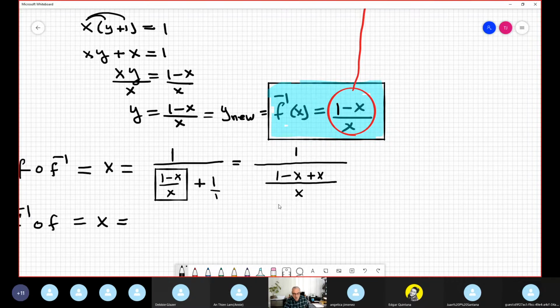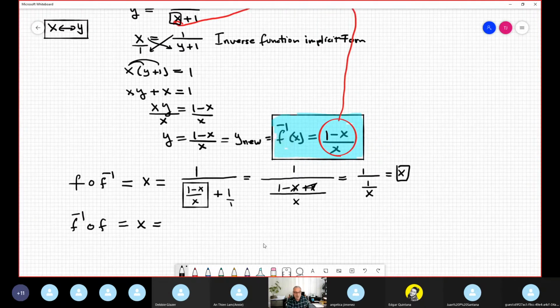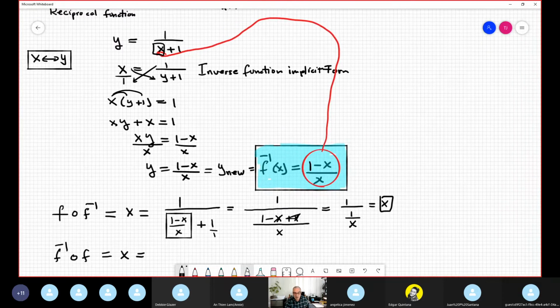Wow, look at that. This cancels out, and we stay with 1 over x. The reciprocal is x. Wow, fantastic. Each other, the inverse function and the inverse, in the opposite direction. Okay, let's do it. In the opposite direction is this function.